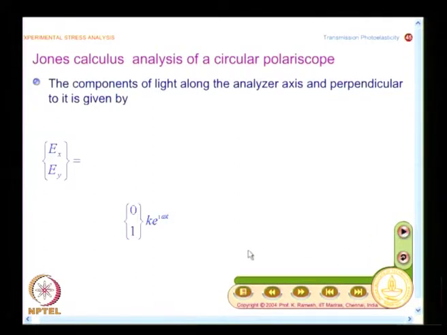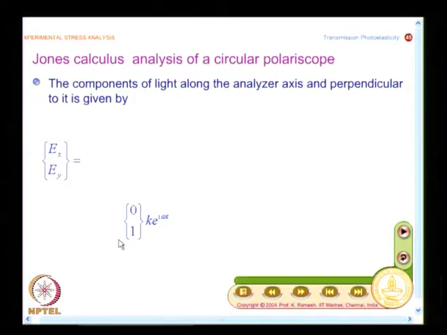So, what I have here, I have to find out what is the exit light ellipse. I want to see Ex and Ey, and this I will find out after the second quarter wave plate. And I know in my optical arrangement I have the natural light which is impinging on it, then I have this polarizer which makes it polarized in one direction, then I have the first quarter wave plate.